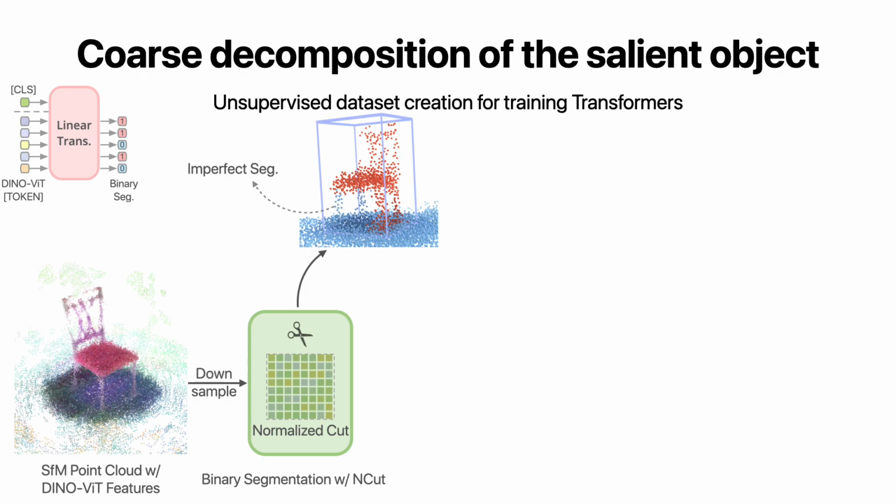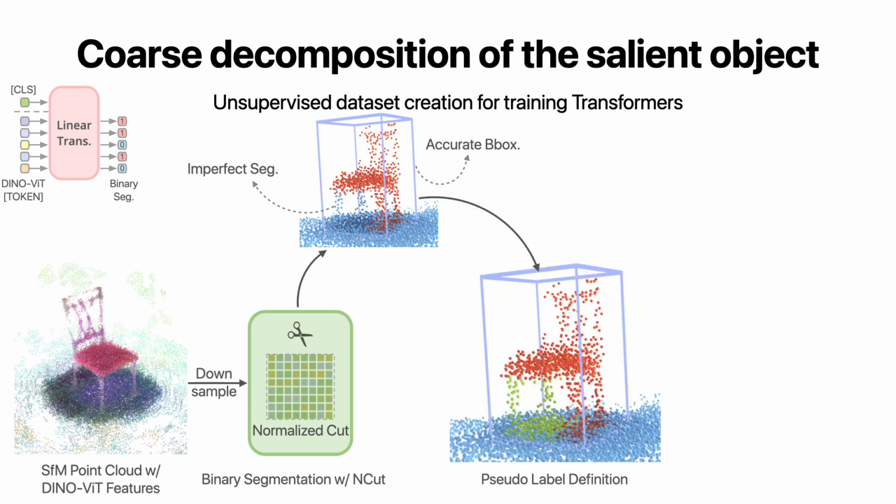However, since most of the objects are captured on a supporting plane, we can segment the plane from semi-dense SFM point clouds. In this way, we can recover the bounding box of the foreground object for most of the sequences in the CO3D dataset. Based on the imperfect segmentation and accurate bounding box, we can define pseudo-segmentation labels for training. We assign foreground labels to points segmented as foreground and located inside the bounding box.